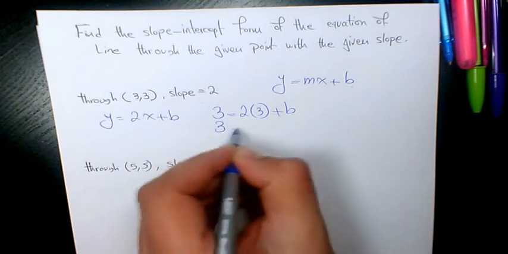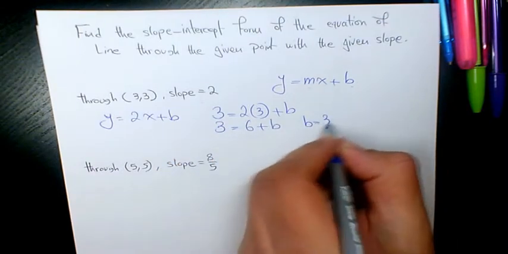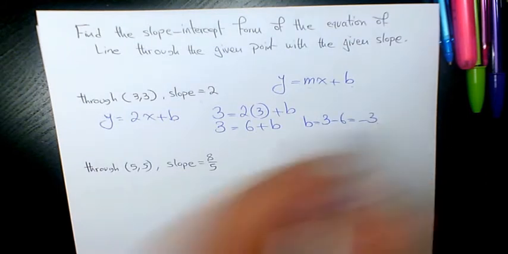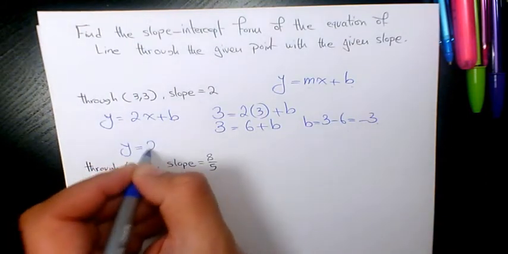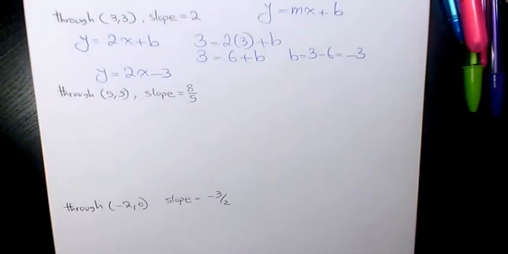So it's going to be 3 equals 6 plus b, and b will be 3 minus 6, which is going to be negative 3. So the equation is going to be y equals 2x minus 3. Let's see the next example.